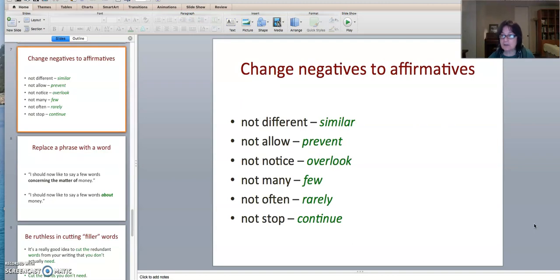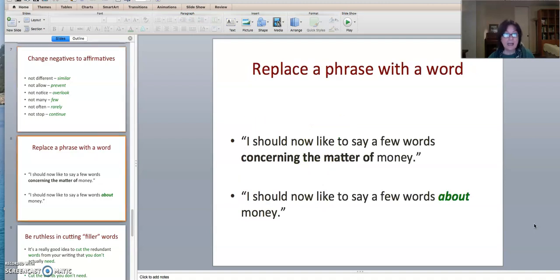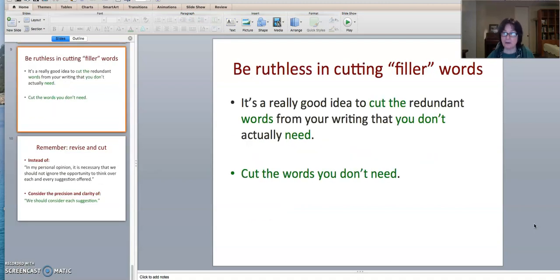Change negatives to affirmatives is another strategy. Why say "not different" when you can say "similar"? Or "not allow" when you can say "prevent"? Or "not notice" when you can say "overlook"? Another strategy is to replace a phrase with a single word. Look at this example. "I should now like to say a few words concerning the matter of money." Why not say, "I should now like to say a few words about money"? It is the same meaning, but more precise and more powerful.